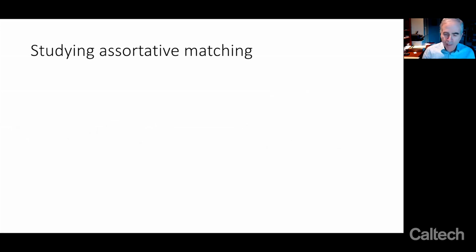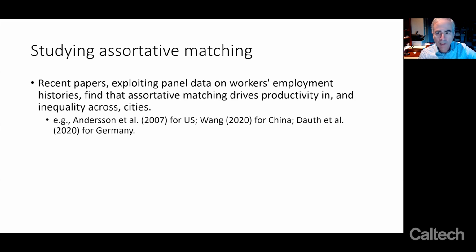So as far as evidence goes, we pick up on an emergent literature that's looking at assortative matching across a wide variety of contexts. In the modern literature, there's a fairly large set of papers that exploits panel data on workers' employment histories, and that finds assortative matching driving productivity and inequality. So the typical approach in these papers is to use the panel data to estimate individual worker fixed effects and estimate individual firm fixed effects. And the evidence for assortative matching is just that the good workers end up at the good firms.